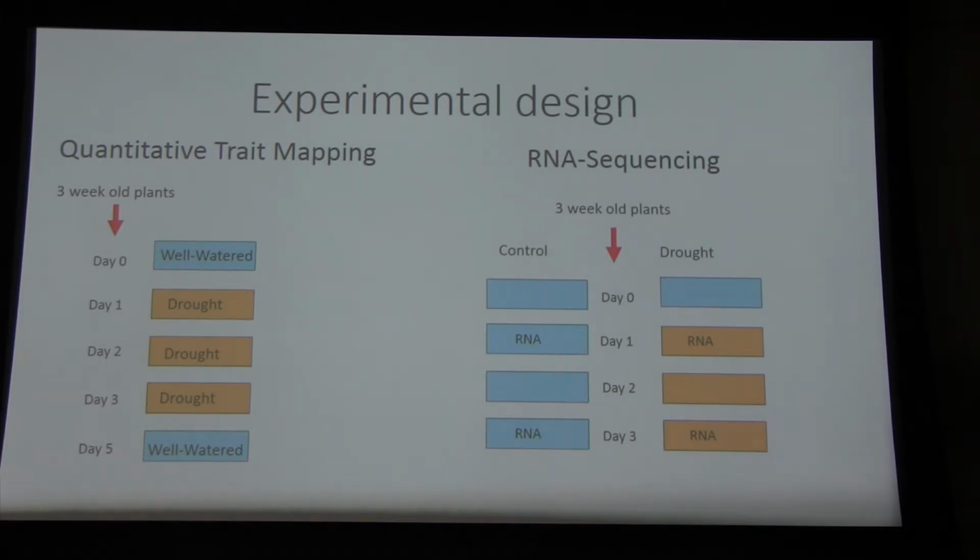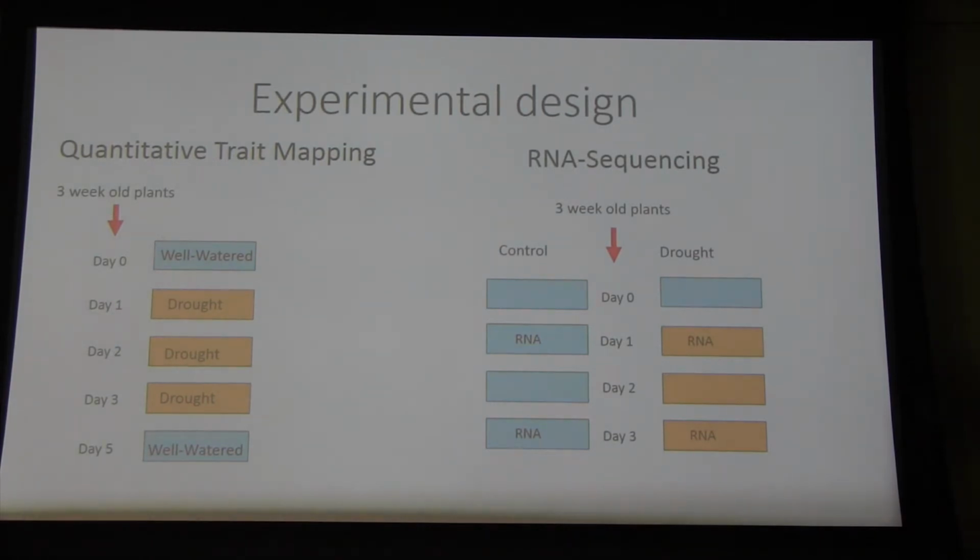responded. And for the RNA sequencing experiment, it was a very similar design, but here I had 2 groups. So the control group was always well watered, and the drought stress group, very similar. So day 0, they're well watered plants, and by day 1, I've withheld water and they're starting to become drought stressed. And on day 1 and day 3 of that experiment, I collected leaf tissue to do RNA sequencing.